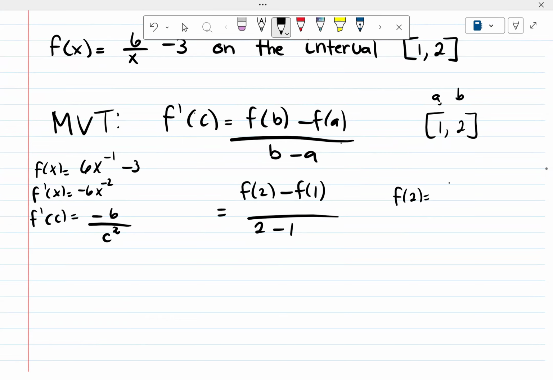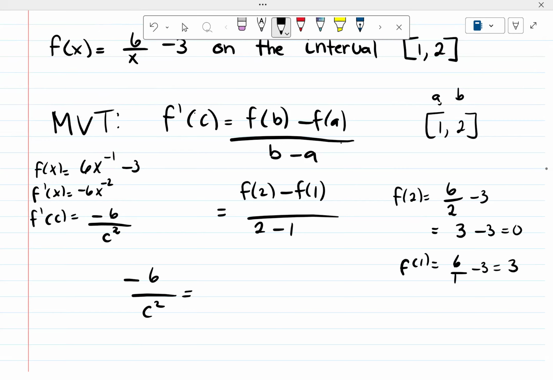f of 2 is going to be 6 over 2 minus 3. 6 divided by 2 is 3, minus 3, which is 0. And then f of 1 is 6 over 1 minus 3. So 6 minus 3 is 3. So you get -6 over c squared. And then we said f of 2 is 0 minus f of 1 is 3. And then on the bottom, 2 minus 1 is 1. Okay, and then solve for c.